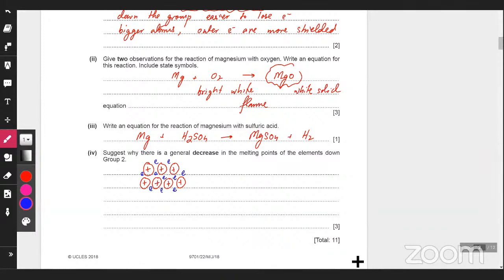Why is there attraction? Because they have delocalized electrons which attract the positive ions. So there are a bunch of delocalized electrons which are attracting the positive ions. The electrons are acting as a glue, keeping the whole structure together. The negative electrons in the middle attract all the positive ions, and the positive ions attract the electrons.